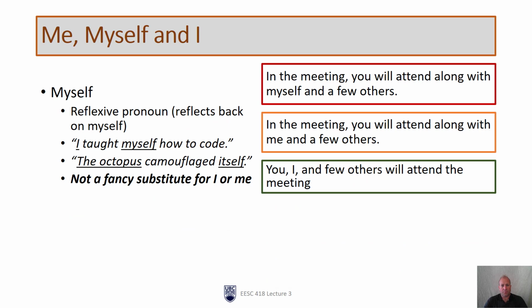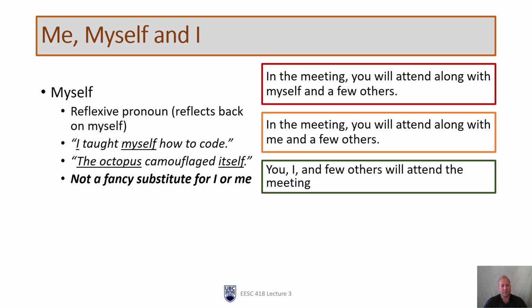The next one, for some reason, this happens to come up all the time in business writing, and I'll just be frank, it's super annoying. It's incorrect. It's just sort of like business jargon. And we're going to talk about jargon in later lectures. But to start with, me, myself, and I. Myself is a reflexive pronoun. It reflects back on myself. So to use it correctly, I taught myself how to code. So I did something to myself. I taught myself.